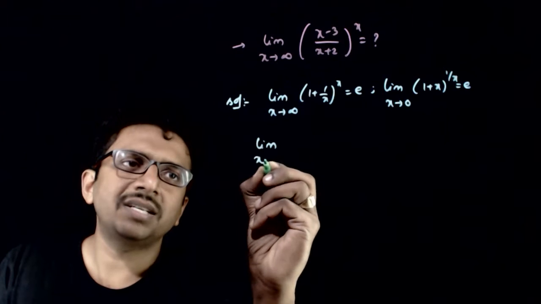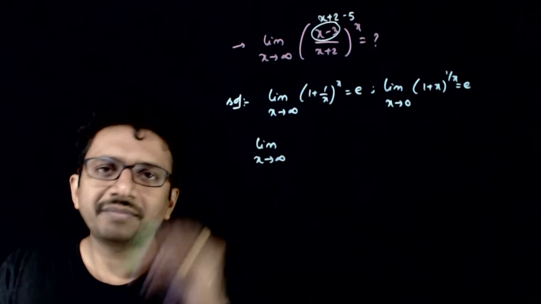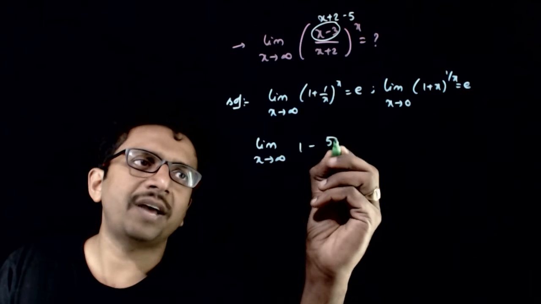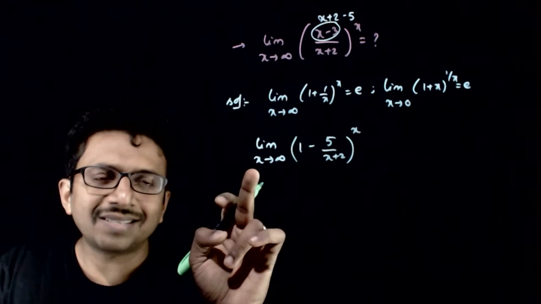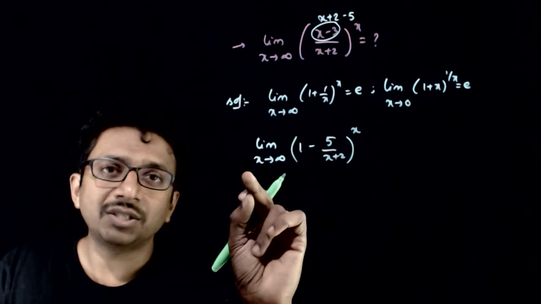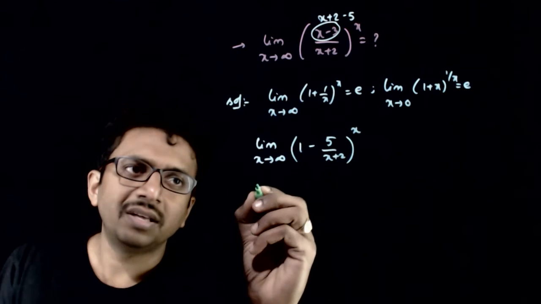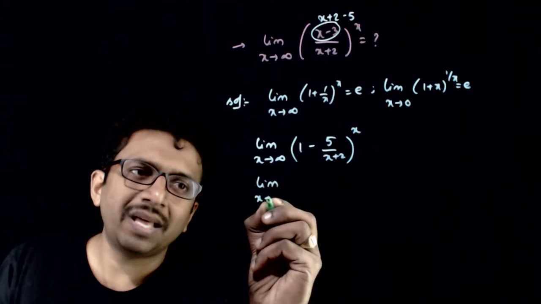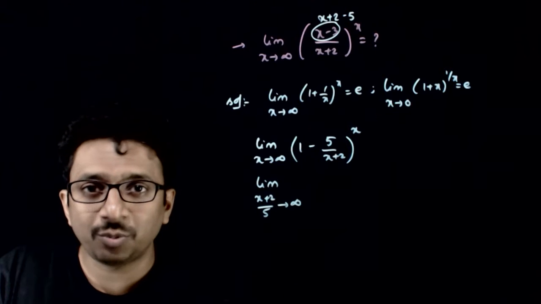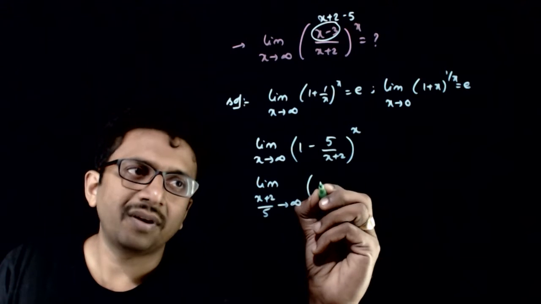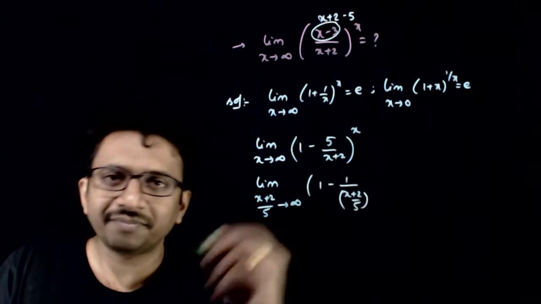So limit x tends to infinity. What I do is, x minus 3 can be written as x plus 2 minus 5, right? That is (1 minus 5 by x plus 2) whole power x. Now as x tends to infinity, x plus 2 also tends to infinity. So this implies x plus 2 by 5 tends to infinity. So you have 1 minus of 1 by (x plus 2 by 5), right?